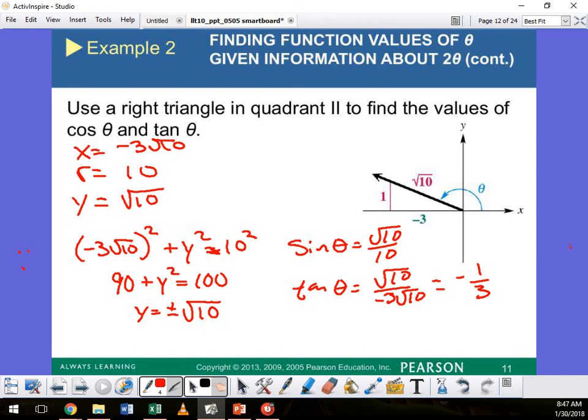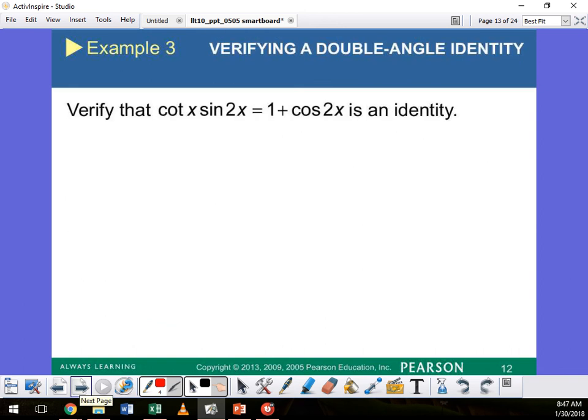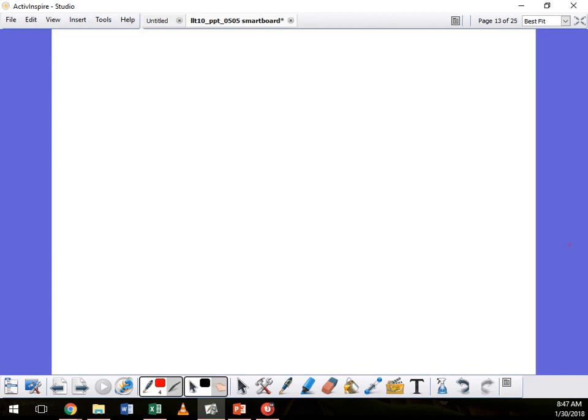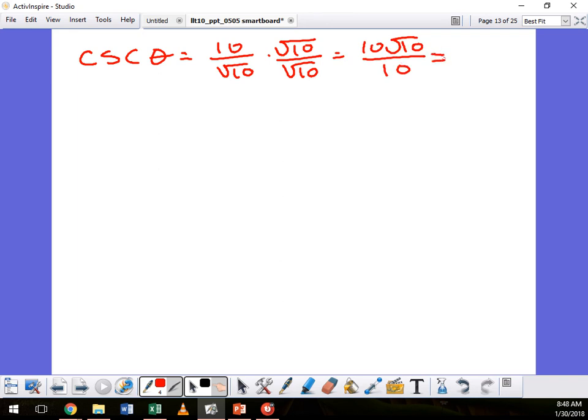Okay, what's the next one? Oh, let me insert. So let me see, I have cosecant. Cosecant is R over Y. R over Y. So my R was 10 over rad 10. Rationalized, which gives me 10 rad 10 over 10, which is just rad 10.